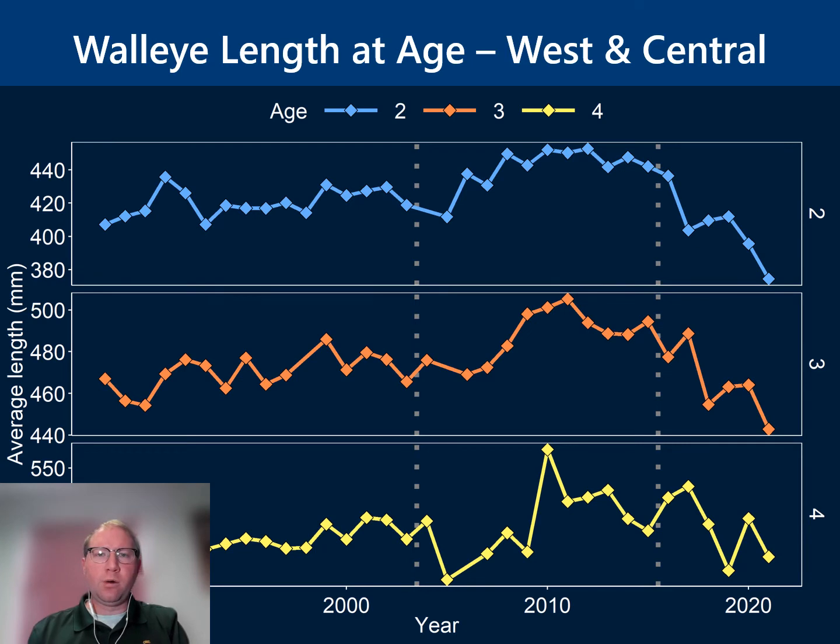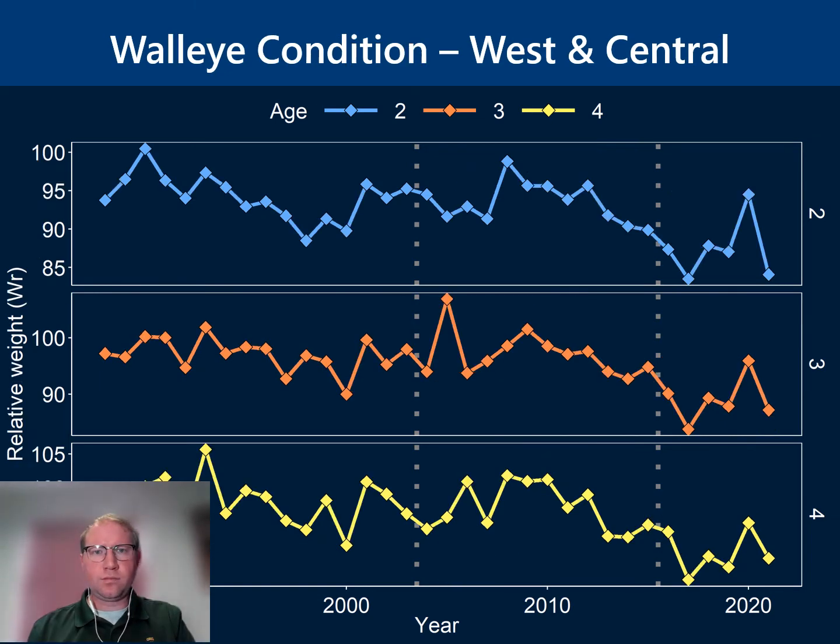Focusing on walleye growth, here are walleye length at age plots for ages 2, 3, and 4. In general, for the last few years, we've seen declining length at age, indicating a lower growth per year for these age 2 and age 3 fish, and to a lesser extent age 4, potentially because of the large walleye population in the lake and competition with each other.